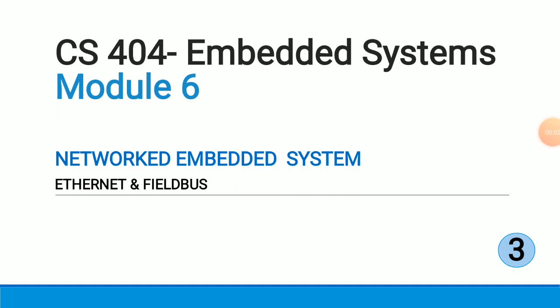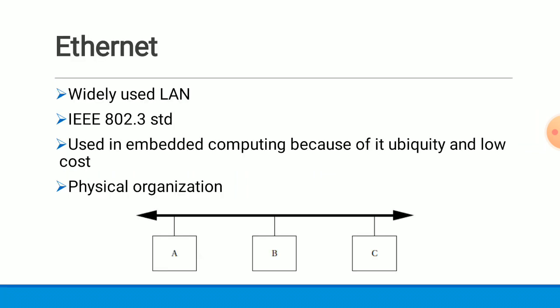Hello, in this video we shall discuss Ethernet and Fieldbus used in embedded systems. So Ethernet is a widely used local area network (LAN) for general purpose computing. The standard of Ethernet is the IEEE 802.3 standard, and the main features of Ethernet are ubiquity and low cost, and because of these features it is used in embedded computing.